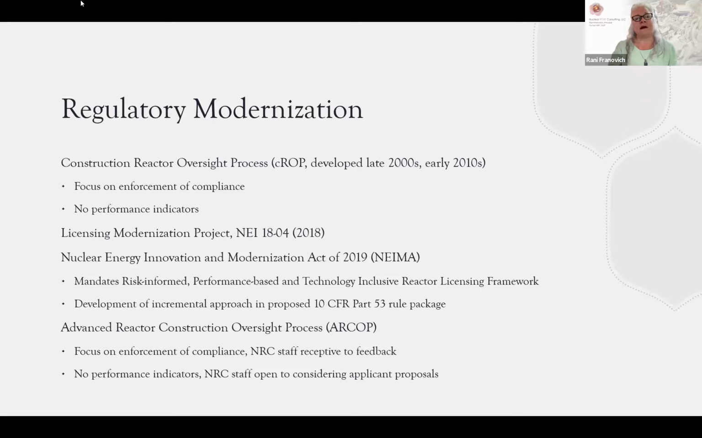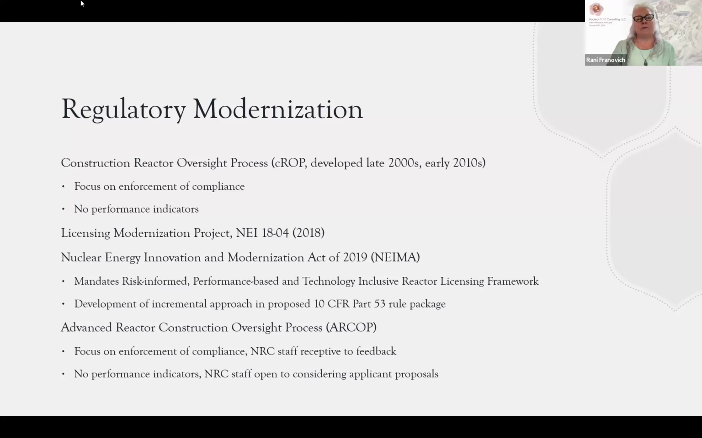In 2019, Congress passed the Nuclear Energy Innovation and Modernization Act, which Prasad mentioned before, NEMA. And this defined what it meant by modernization, mandating that the NRC complete the work it began in the late 1990s and deliver the licensing framework promised in 2016. Specifically, NEMA directed the NRC to develop a technology-inclusive licensing framework for new and advanced reactors that applies risk-informed and performance-based principles. In response, the NRC developed proposed language for a new regulation under Part 53.